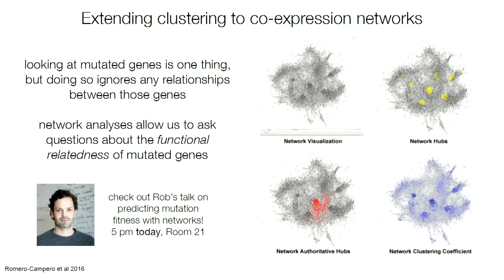Quick plug here. My advisor, Rob, is going to be giving a talk specifically about predicting mutation fitness with networks. That's in room 21 over there at 5 p.m. It's pretty neat. You won't want to miss it.